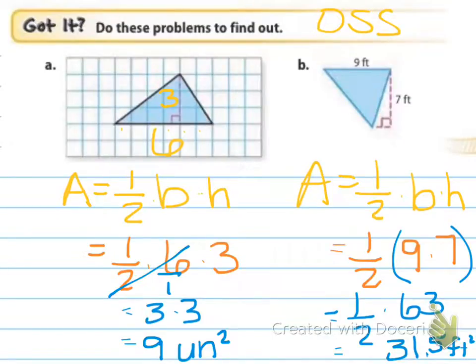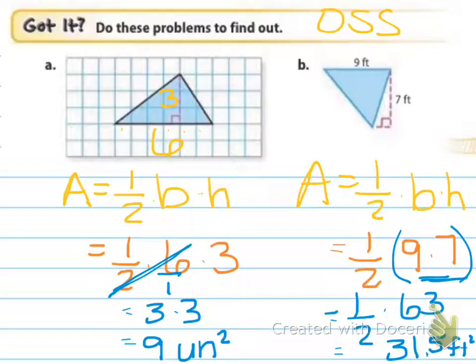All right, and here are your answers. For A, it should be 9 units squared, and for B, it should be 31.5 feet squared. The way that I went about this was for A, I took care of cross simplifying and getting rid of the 1/2 first, and then had 3 times 3, because 1/2 of 6 is 3. For B, there wasn't an even number in my options here, or I would have done that.